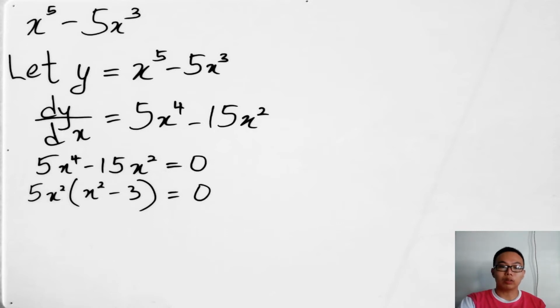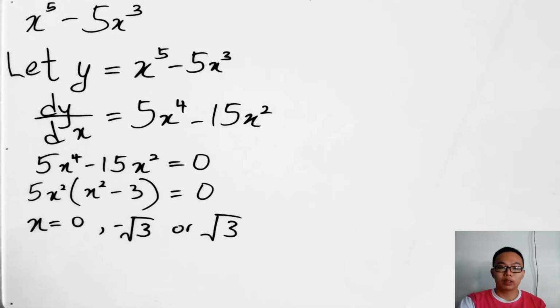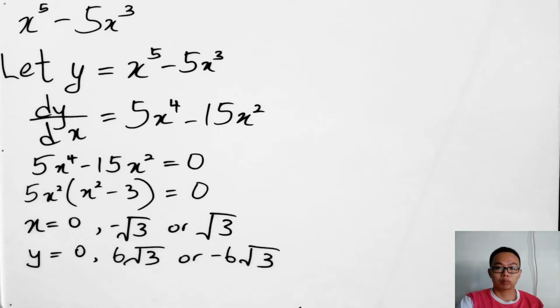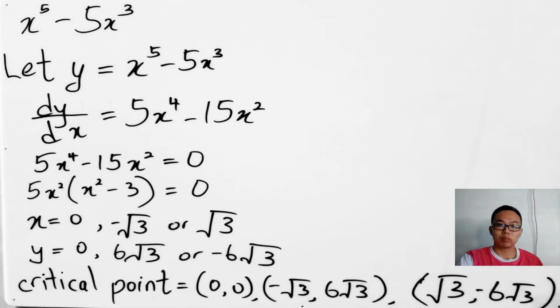And then from here we can get the x point. The x point is 0, negative root 3, or root 3. And then we can get the y point respectively. Now these are the three critical points that we get from the dy/dx.